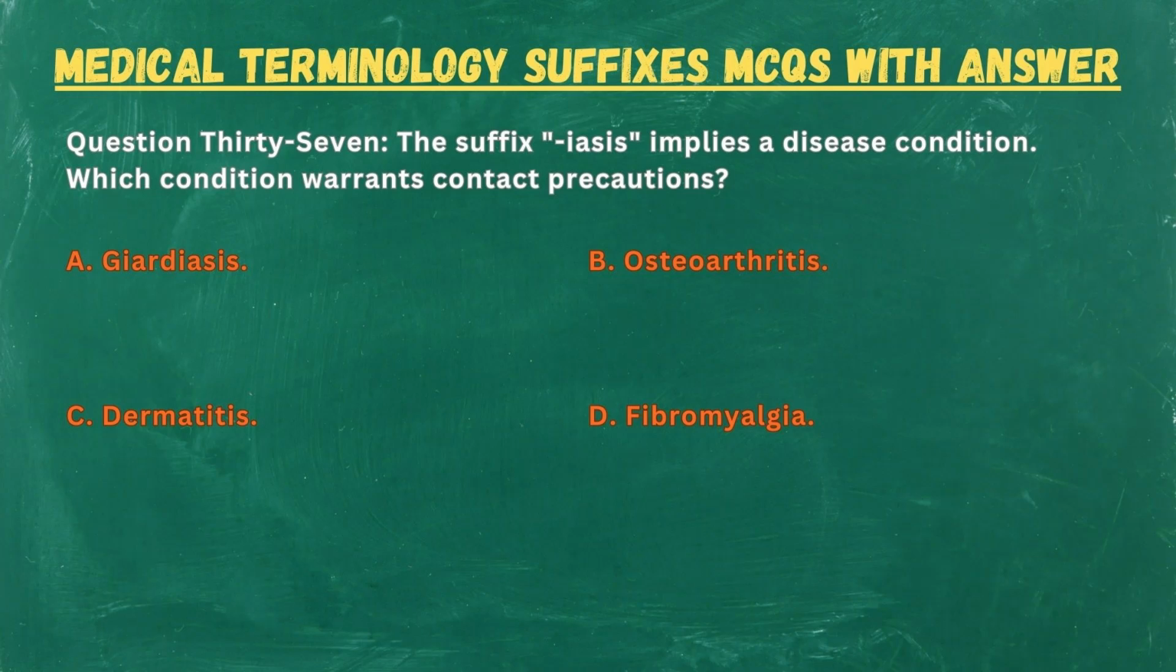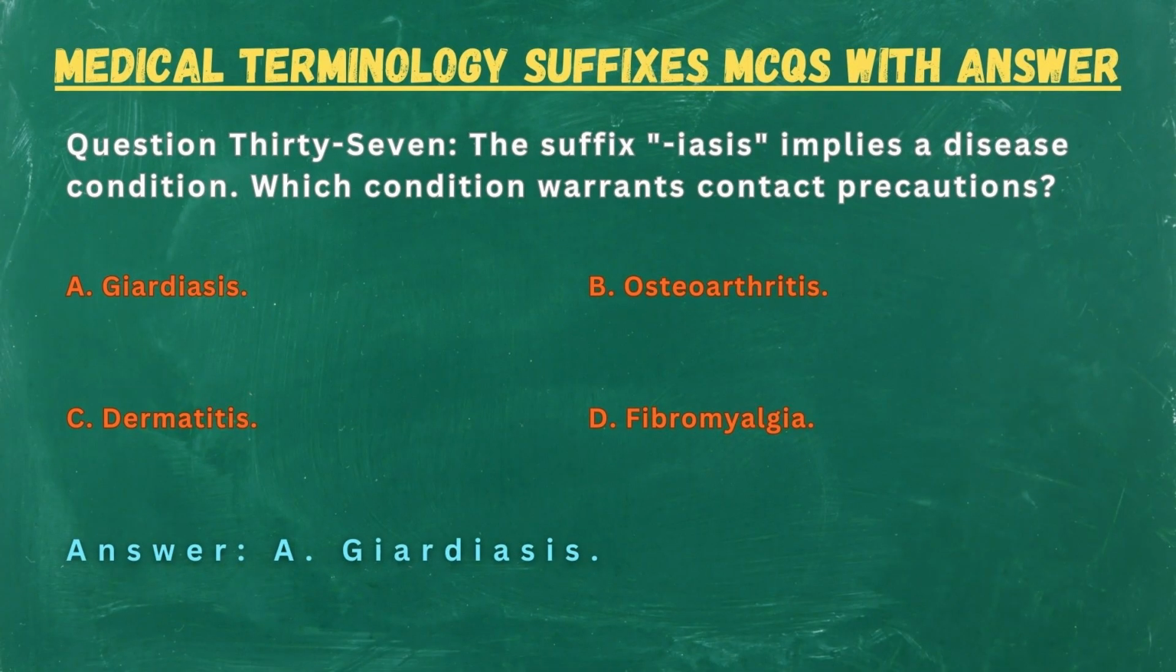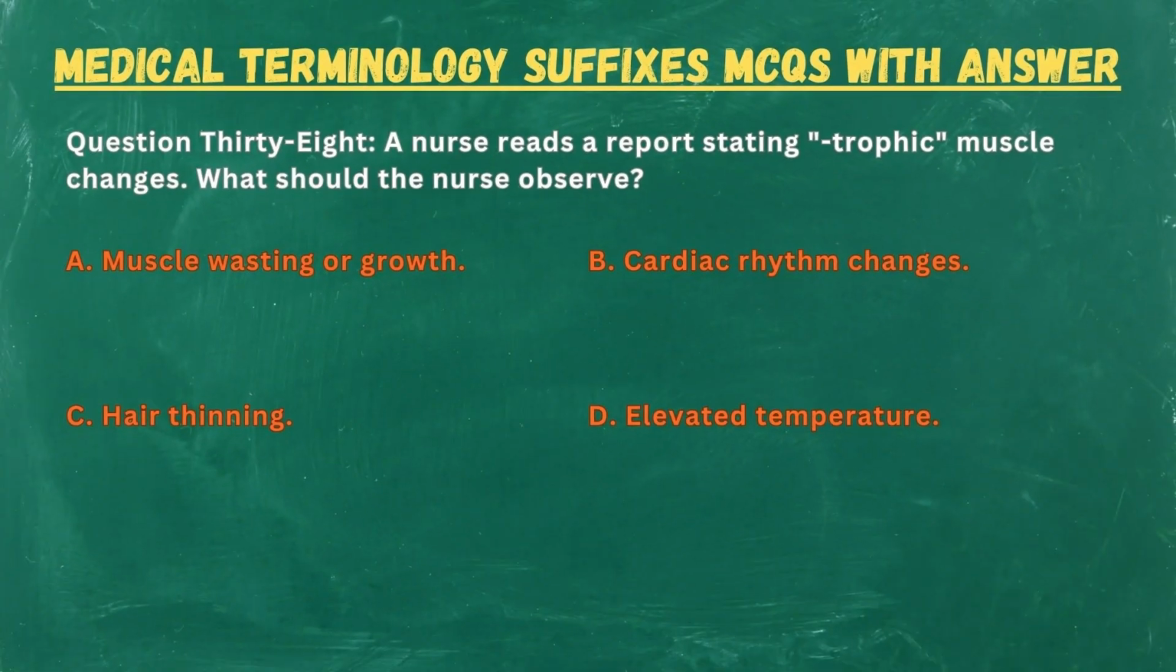Question 37. The suffix iasis implies a disease condition. Which condition warrants contact precautions? A. Giardiasis. B. Osteoarthritis. C. Dermatitis. D. Fibromyalgia. Answer A. Giardiasis.